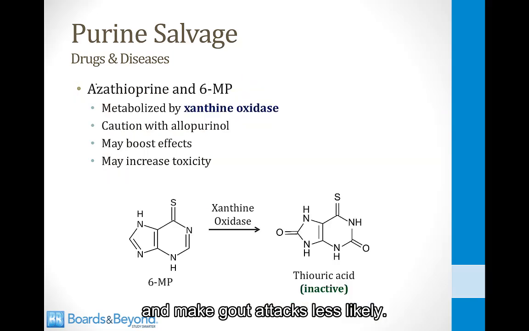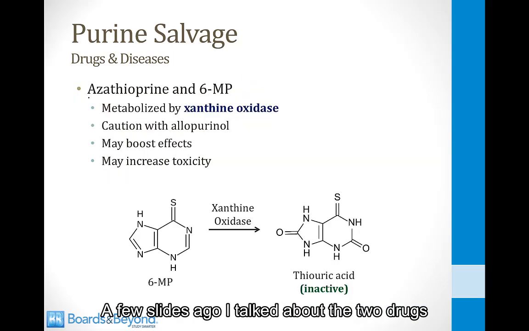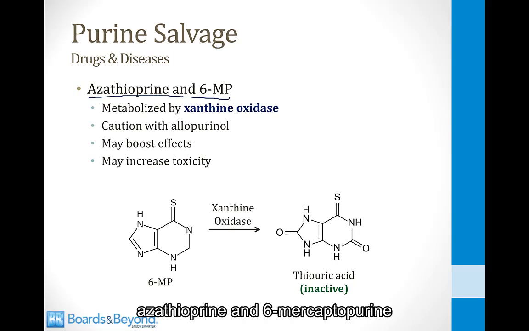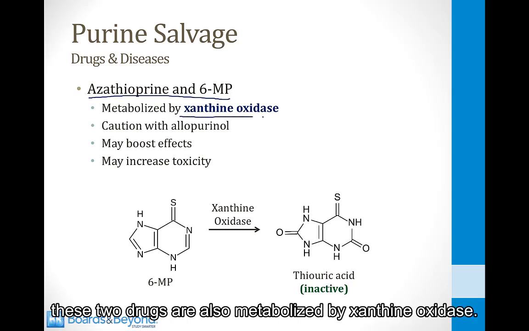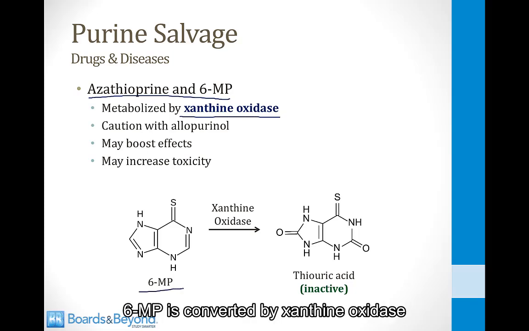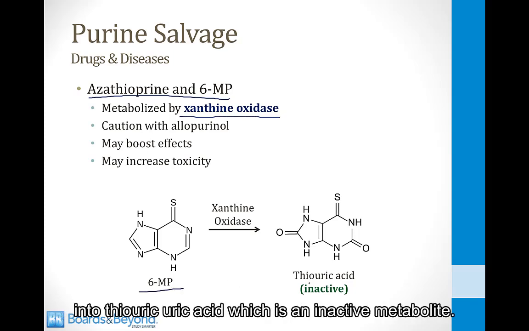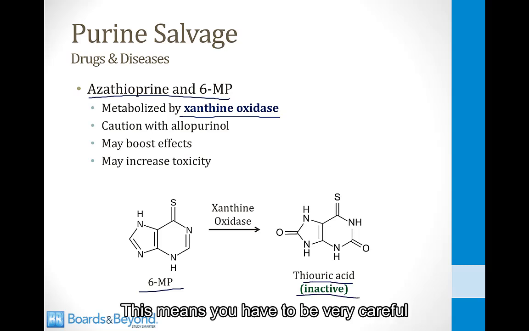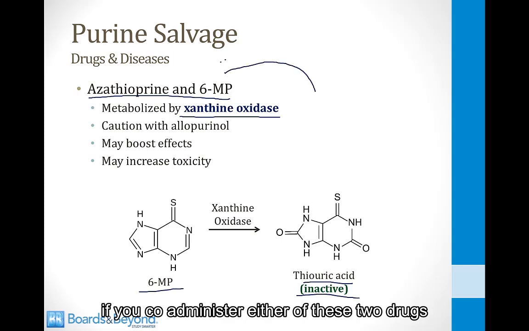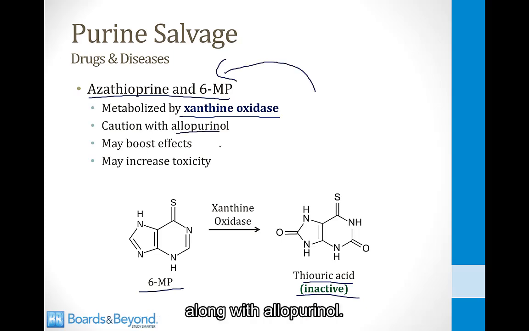A few slides ago, I talked about the two drugs, azathioprine and 6-mercaptopurine, which mimic the structure of purines. And just like purines, these two drugs are also metabolized by xanthine oxidase. 6-MP is converted by xanthine oxidase into thiouric acid, which is an inactive metabolite. This means you have to be very careful if you co-administer either of these two drugs along with allopurinol.